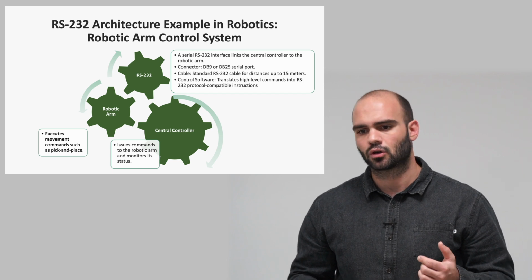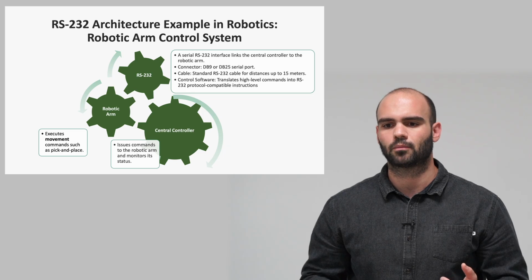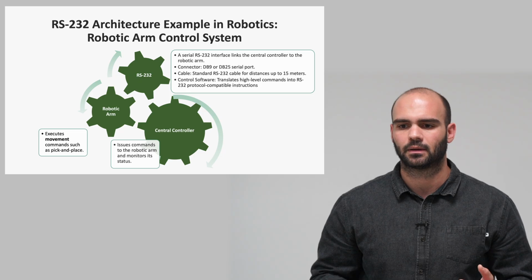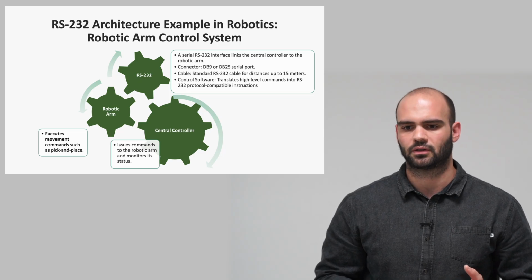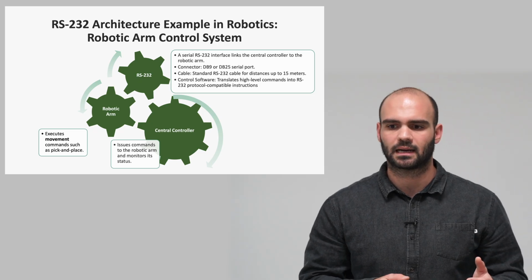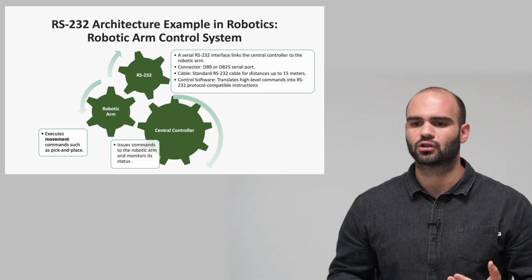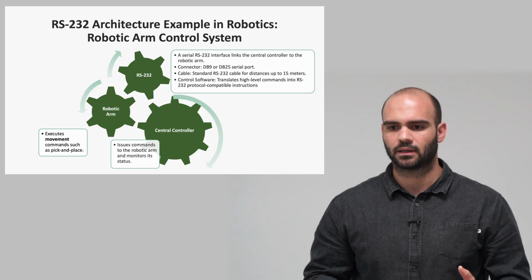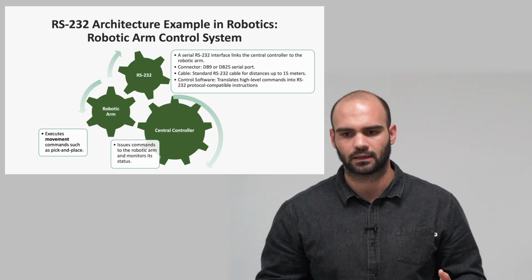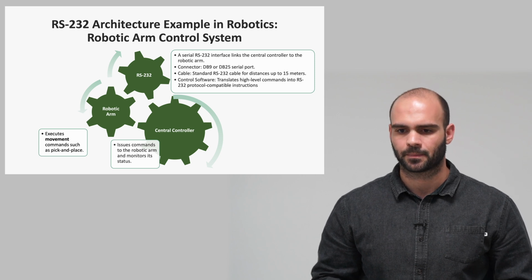This slide shows an example of how RS-232 communication is used in a robotic arm robot control system. Here, the central controller communicates with the robotic arm using RS-232 serial communication. The controller sends commands, for example, movement instructions like pick and place, and also receives feedback about the arm position or status. The connection is made through a standard RS-232 cable, usually with a DB9 or DB25 connector, and can work reliably over distances of up to 15 meters.